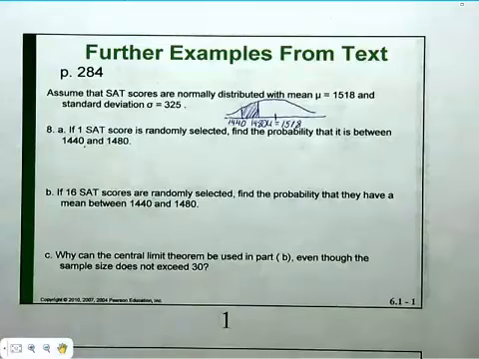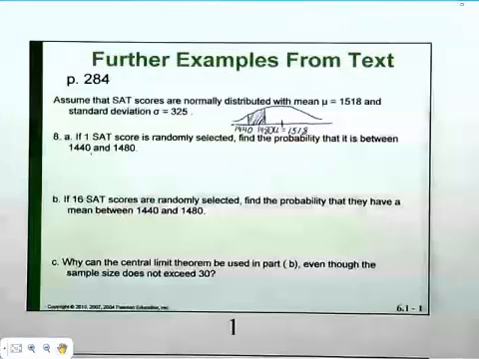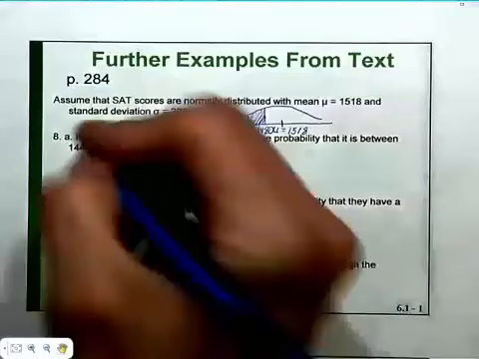For both of them, since I'm looking for a probability, I'm going to use normal CDF. It's not binomial because there's not only two outcomes for what's your SAT score. I'm going to use normal CDF.